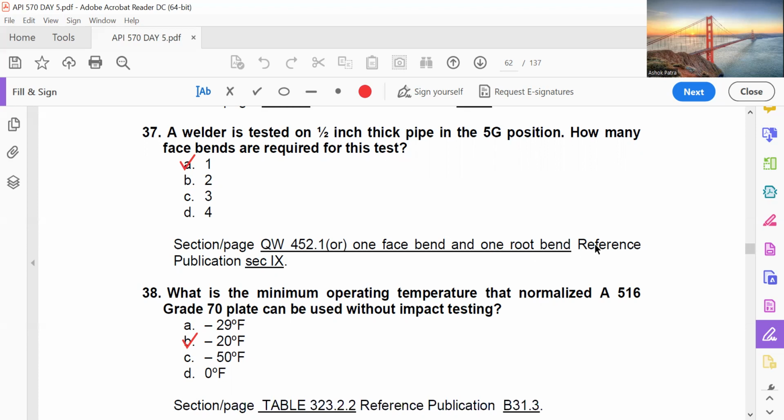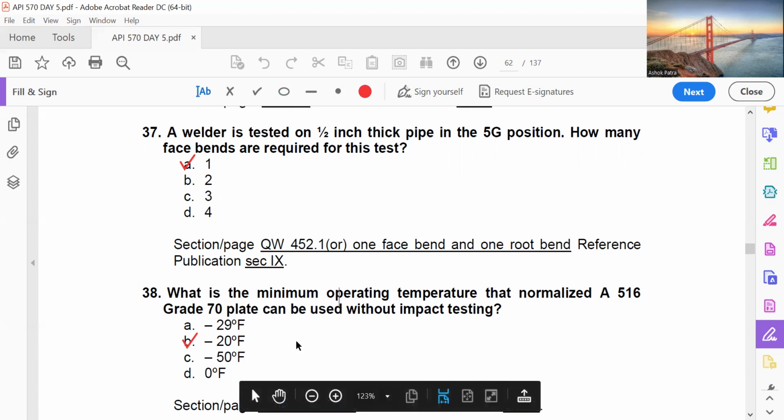Okay, one face bend and one root bend, not side bend. If it is side bend, then two. So what is the minimum operating temperature that normalized A516 grade 70 plate can be used without impact testing? -20. You have to go to the table and find out.